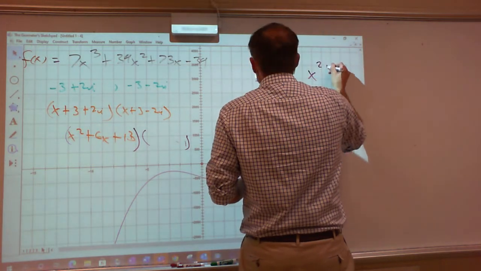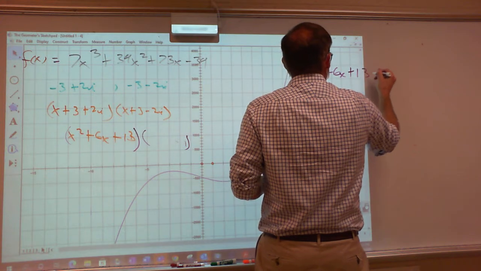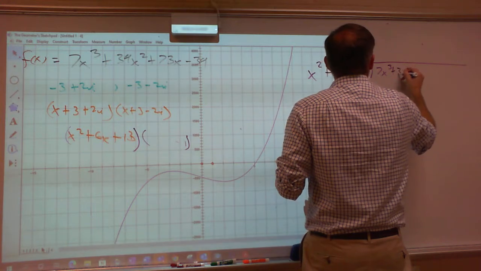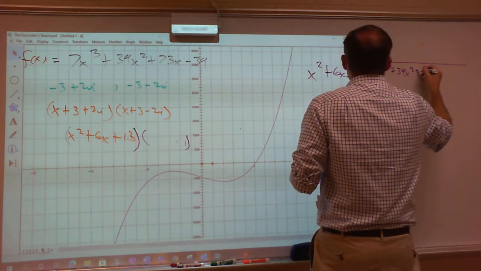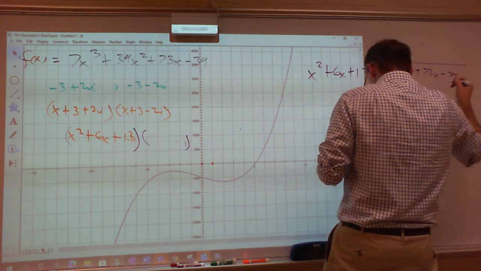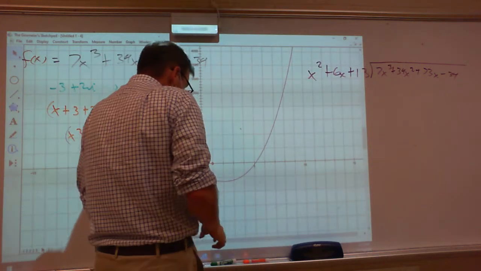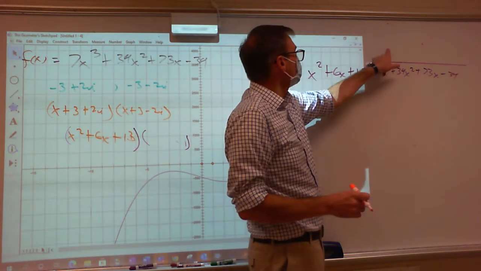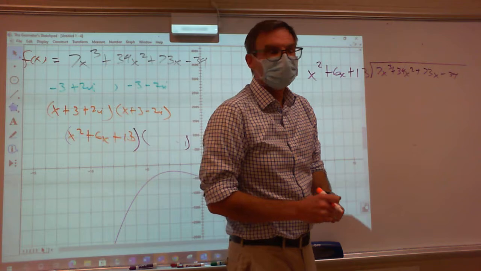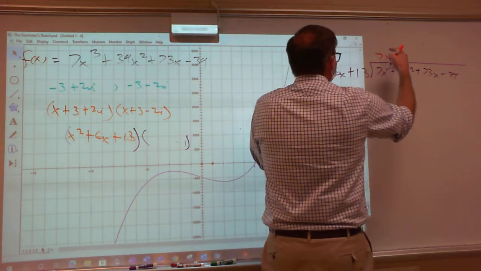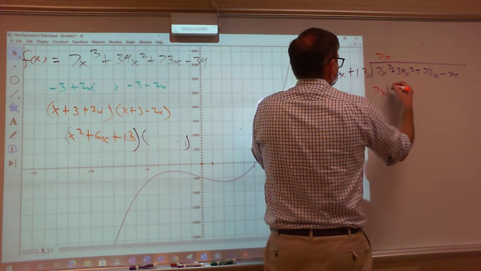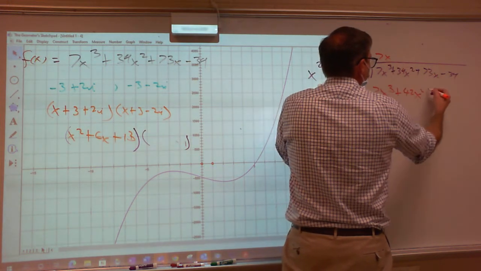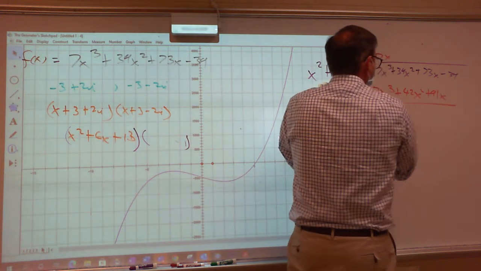So I'm going to have x squared plus 6x plus 13, and I'm going to divide that into 7x cubed plus 39x squared plus 73x minus 39. Now, while that seems painful, it's not going to be too bad. What goes here so that this times this gives me 7x cubed? 7x. So this times this gives me 7x cubed. This times this gives me a plus 42x squared. And this times this gives me a plus 91x.